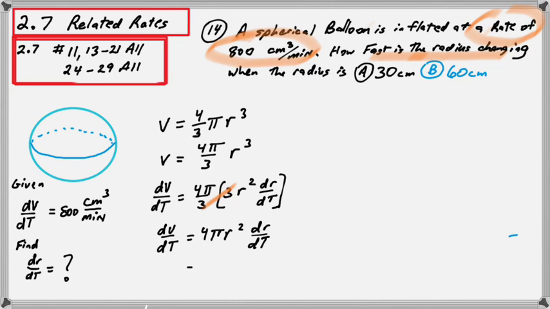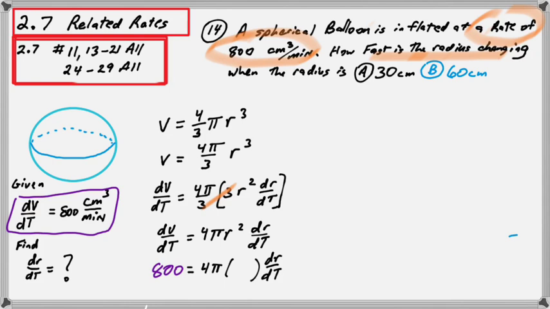Okay, at this point, we know what dV dt is. I know that I'm trying to find dr dt, so I leave it in the equation. And I'm going to plug in what's given. dV dt is 800, so I put in 800. Part A says when the radius is 30, so I put in a 30, and yes, it is squared. So what do you get here? 800 equals 4 times 900, which is 3600 pi dr dt.